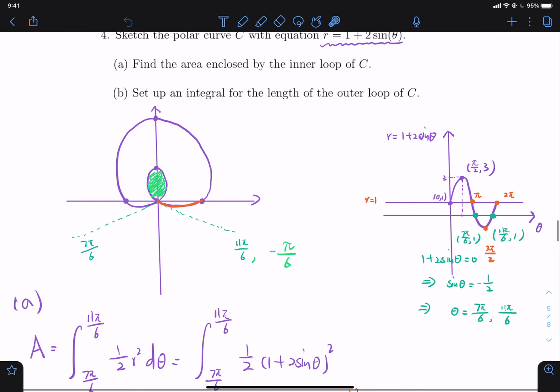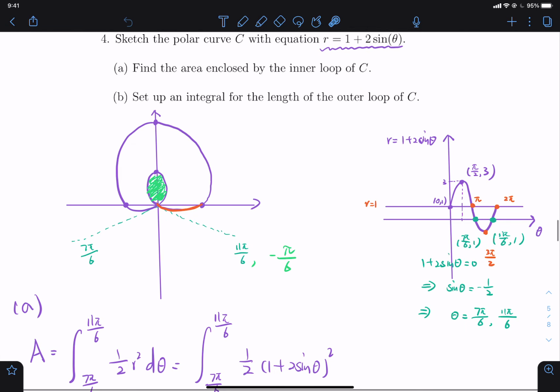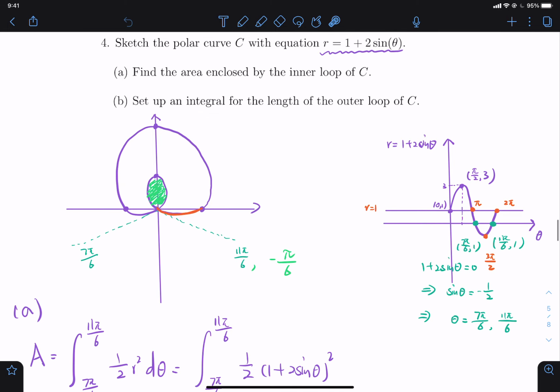And now let's take a look at the question. Find the area enclosed by the inner loop, right? If you want to find the area, you need to know the interval for the inner loop here, right? We've just done that, right? You go back to the origin at the place theta equal to 7 pi over 6. So you should start at 7 pi over 6, right?